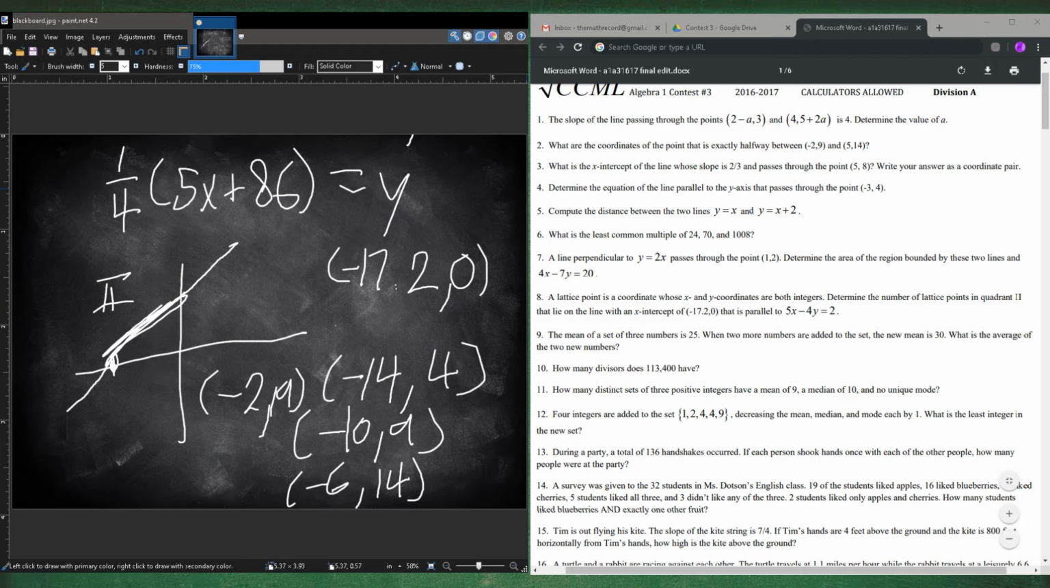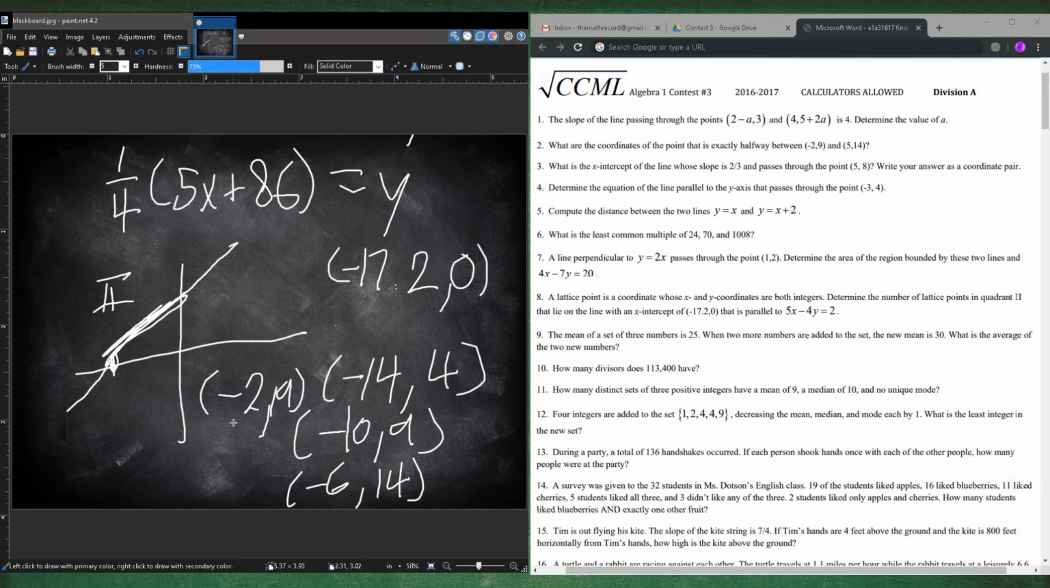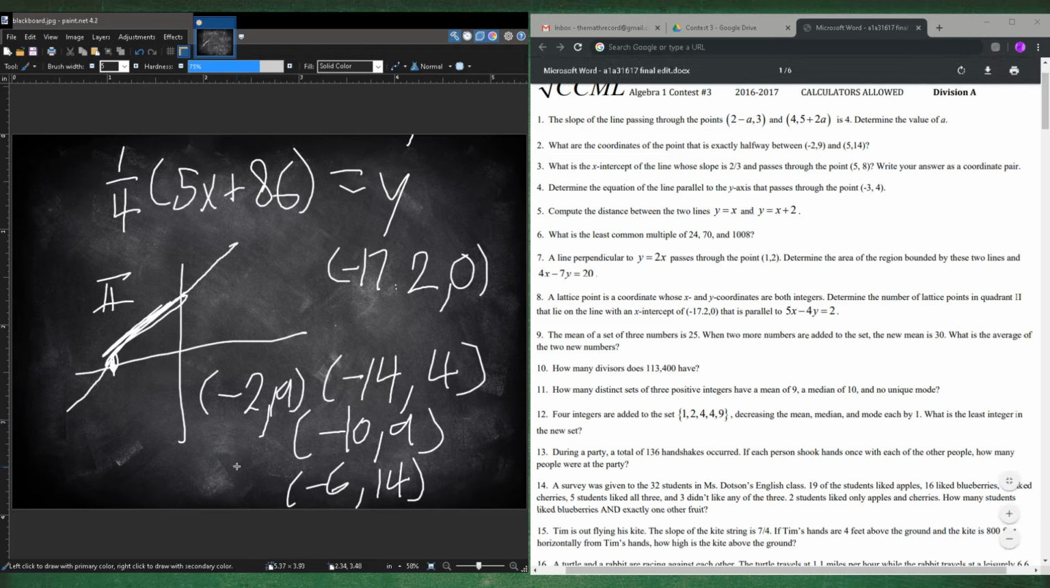The question is asking to determine the number of lattice points. So you have 1, 2, 3, 4. So you have 4 lattice points. So your answer is just 4.